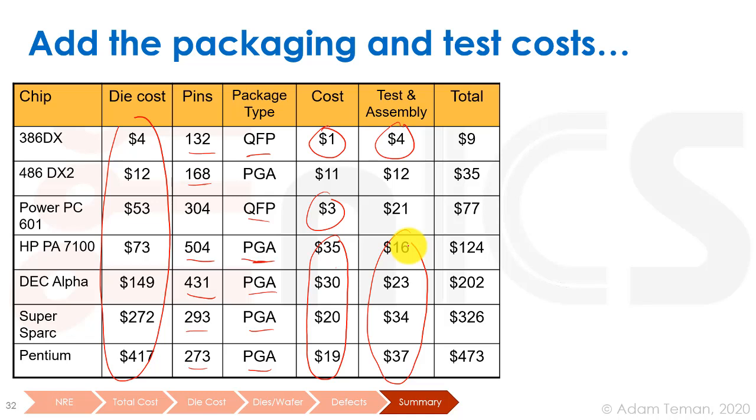Okay, so the total price of the chip was the die cost plus the testing and the packaging. Well, for the cheap 386DX, you can see that the test and the assembly and the package costs were even more pricey than the chip itself. The total cost was $9, and again, over 50% of that was test, assembly, and package costs. Then again, when you go up to the more high-end things, so for the Pentium, you had a total cost of $473. The test, assembly, and package costs are only a small percentage of that.